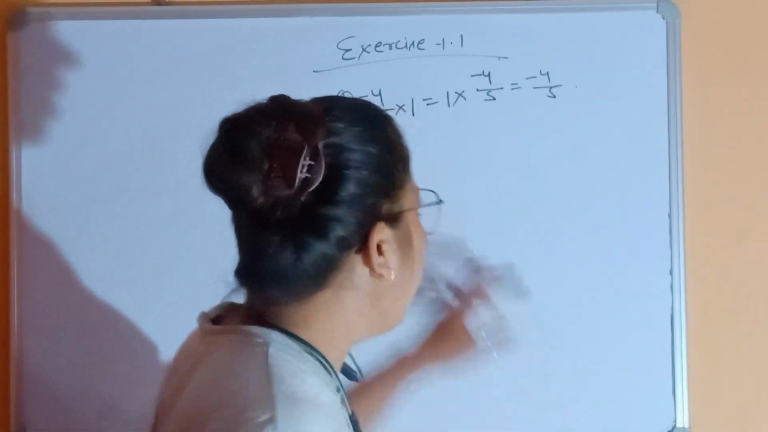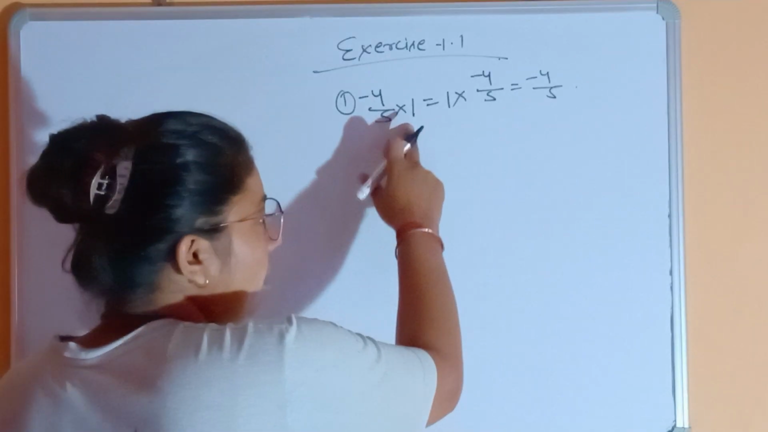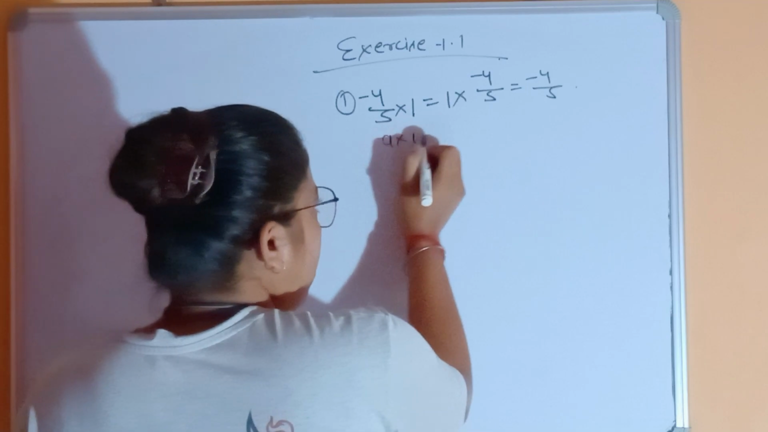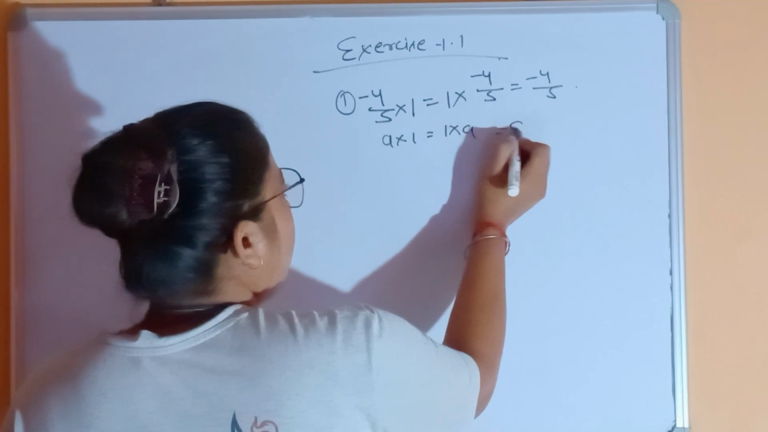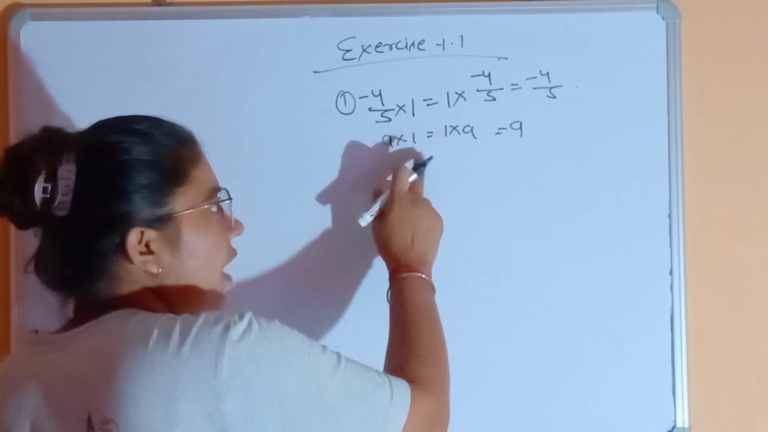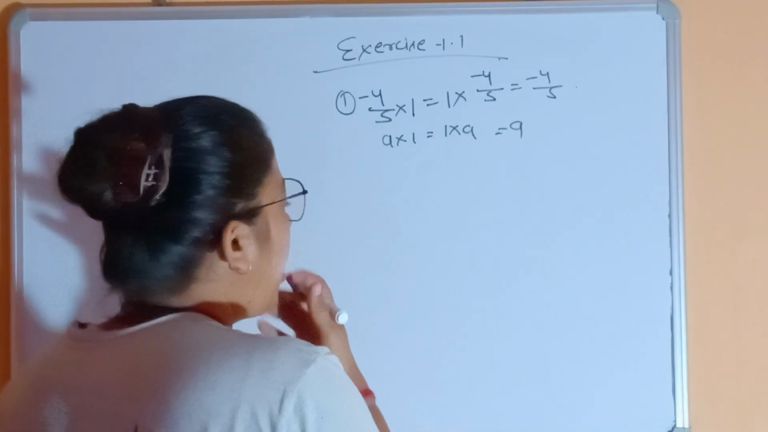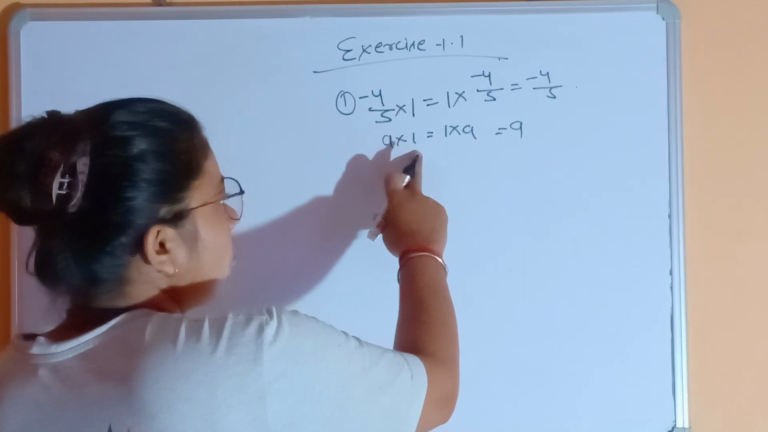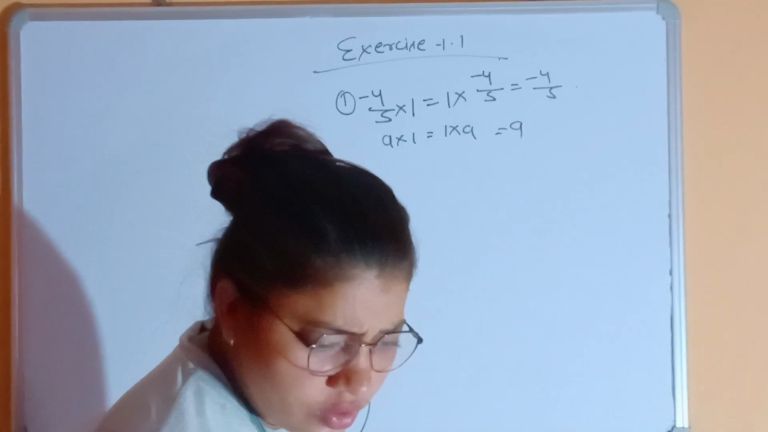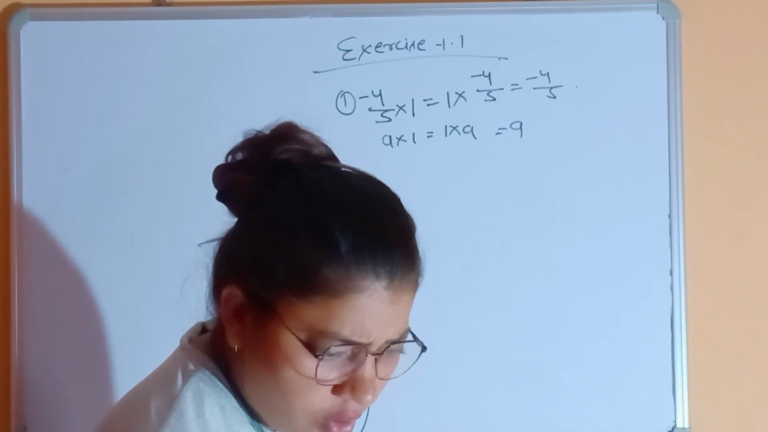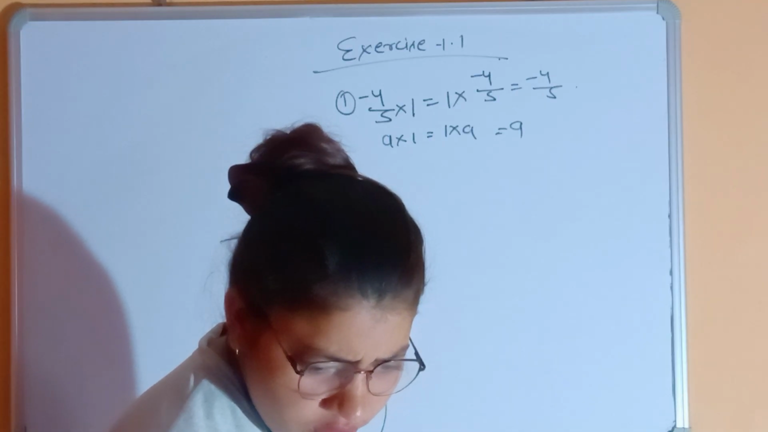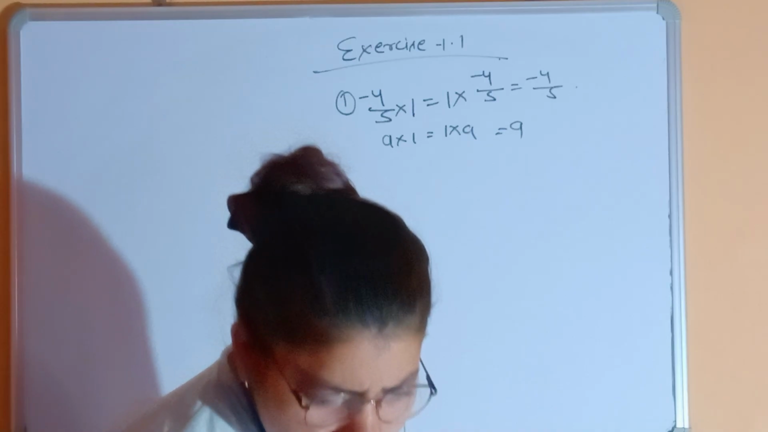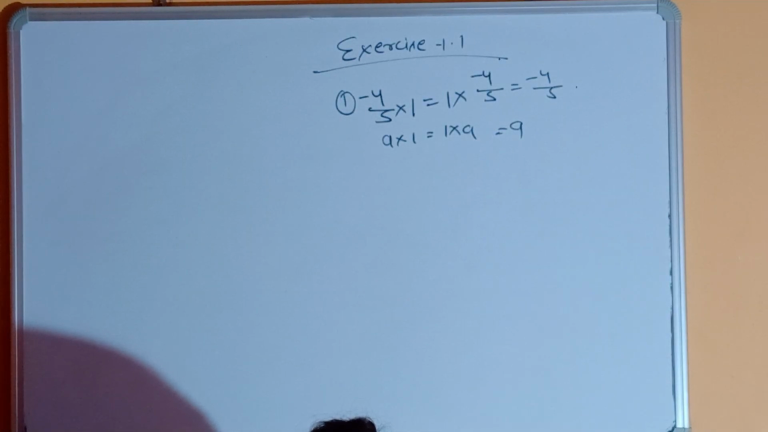If in any question 1 is used here and 1 is used here, like a into 1 and 1 into a, where the result is a, then that is the identity. One is the identity here, so which property is used here? Second, one second: multiplicative identity.